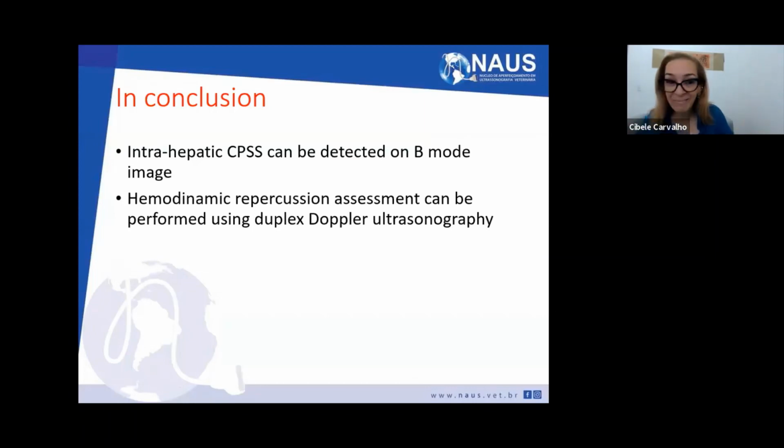In conclusion, we can say that intrahepatic congenital shunts can be detected on B-mode images, but hemodynamic repercussion assessment can be performed only using duplex Doppler ultrasonography. So I hope you enjoyed it and understood all these three types of intrahepatic shunts.